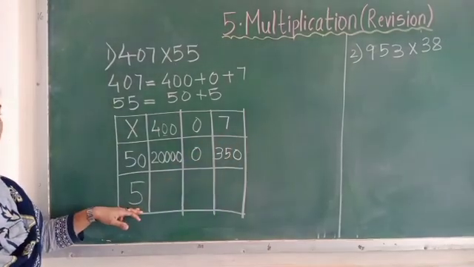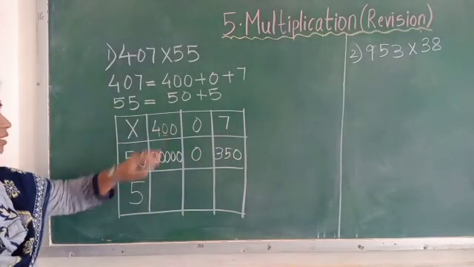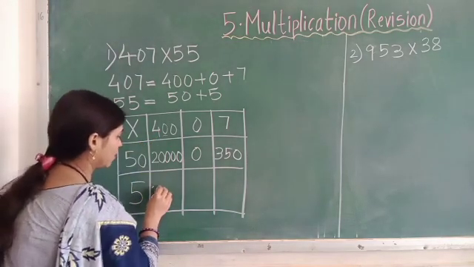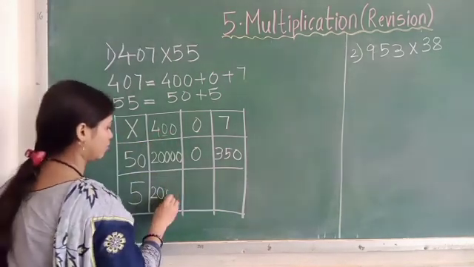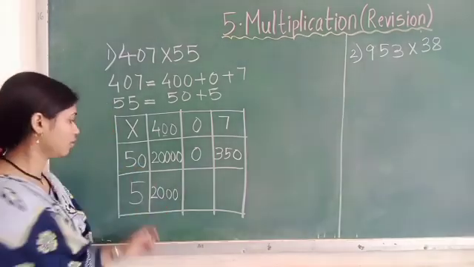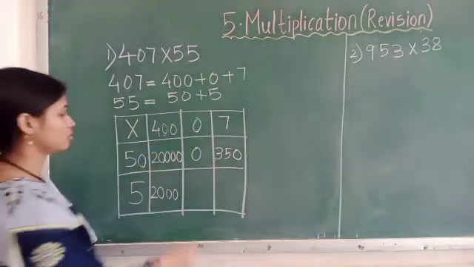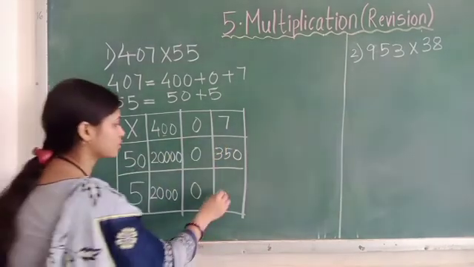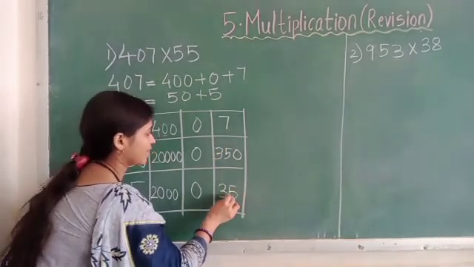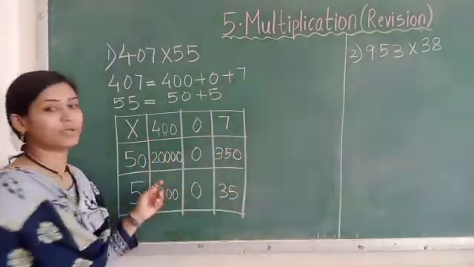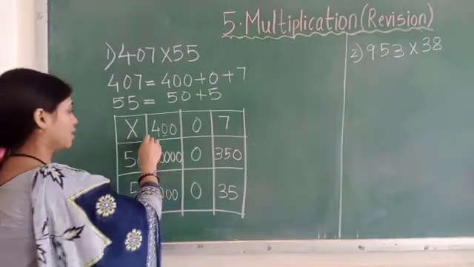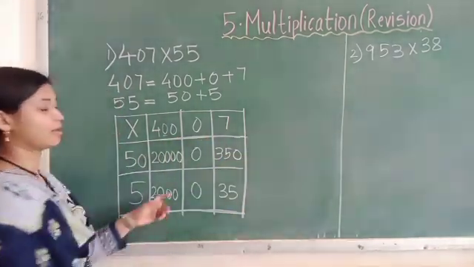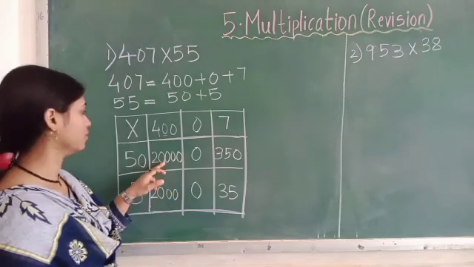Now what we will do? 5 we will multiply by 400. 5 fours is 20 and 2 zeros of 400. Next 5 multiplied by 0 is how much? 0. 5 multiplied by 7 is 35. Now all these 6 numbers which we have got by multiplying we will add together, then we will get our answer.